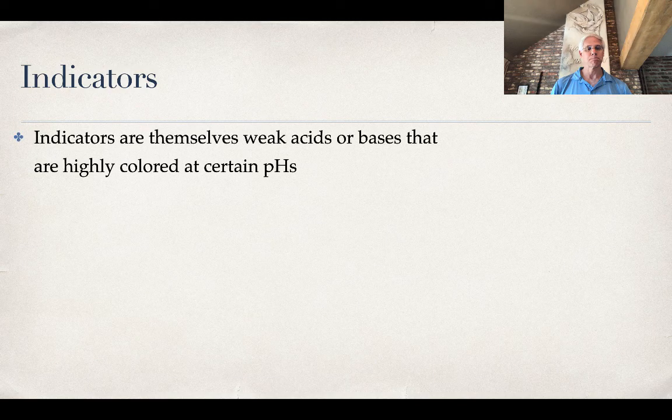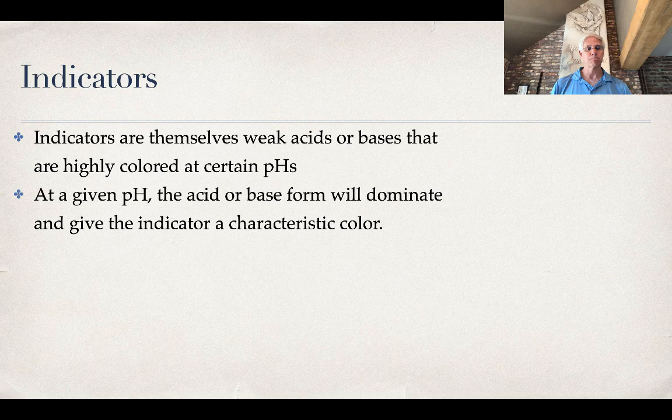Then anytime that we do a titration, we use things that are called indicators. And indicators are themselves weak acids or bases that have chemical properties that cause them to be very highly colored at certain pHs. Some of them turn from one color to another color. Some turn from colorless to a very bright color. We use these indicators in order to tell us what pH range we're in.